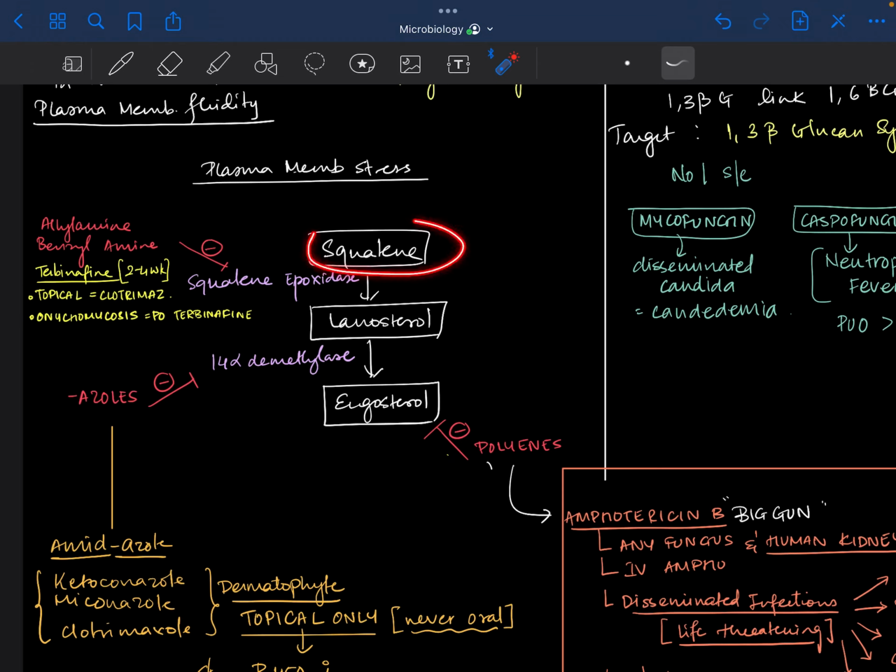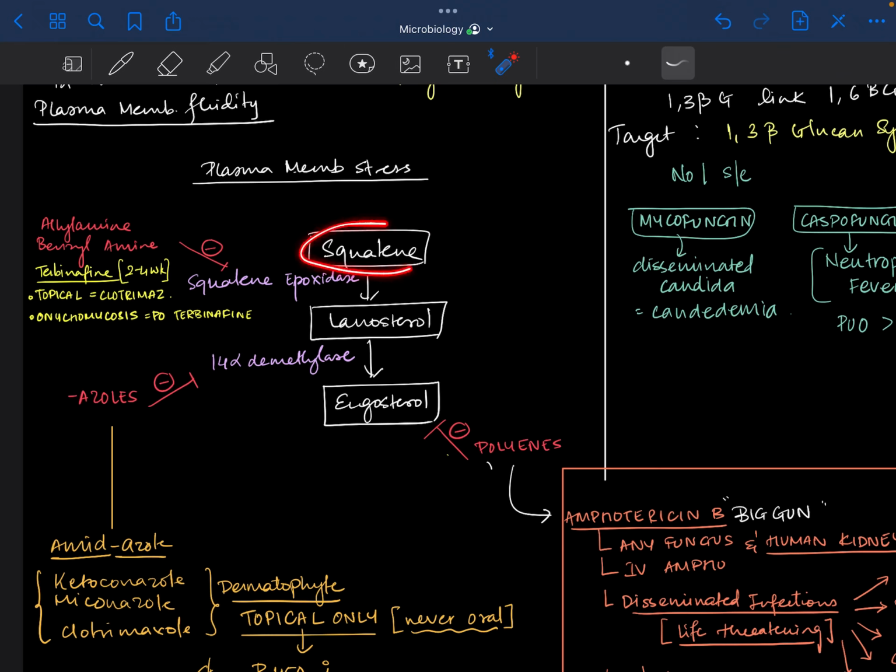Okay, you have squalene. I am going to cover only the very high yield material. I'm not going to discuss the very deep stuff because I feel that's not clinically relevant right now and you cannot memorize all of it. If you want, you can read some other resource where they teach you everything in depth.